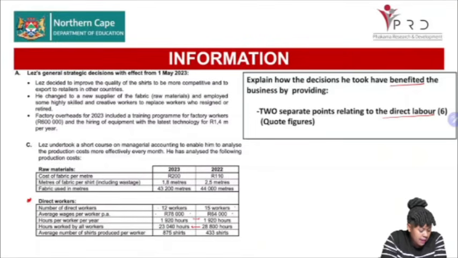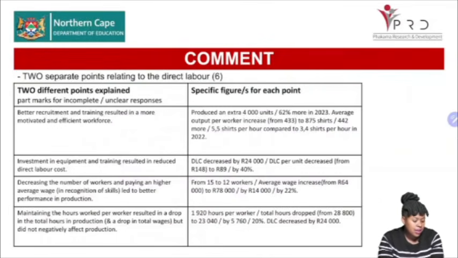Do you see that? The average number of shirts produced per worker. Now, this is where the change is. Do you see this, grade 12? You need to be able to read the information and analyze what is happening over there. As much as we had a lot of workers in the previous year, and the hours worked were more, they were producing fewer shirts compared to this year. So let's quickly comment based on that.